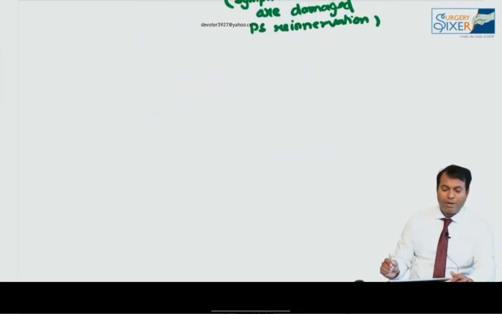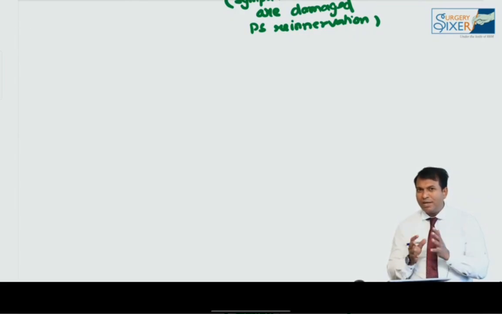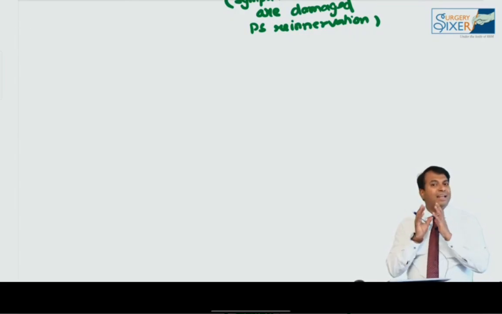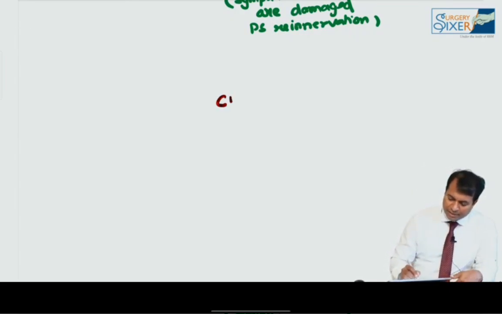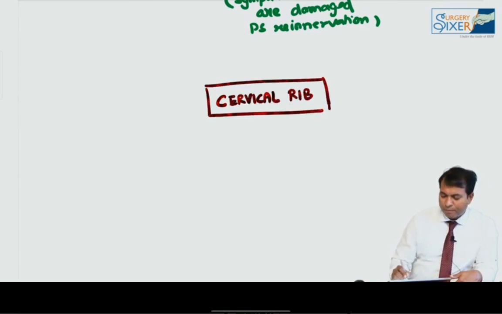Please don't forget carotid body tumor is a high yield topic for your exams. So we have completed one solid tumor in the neck from the anterior carotid triangle. Now I am going to the solid tumor in the neck, that is cervical rib. Cervical rib is a solid swelling in the posterior triangle.